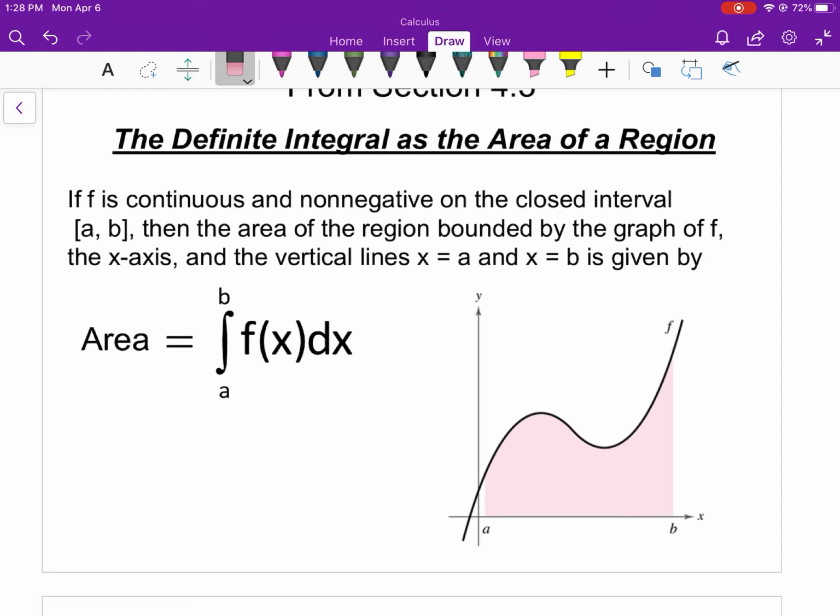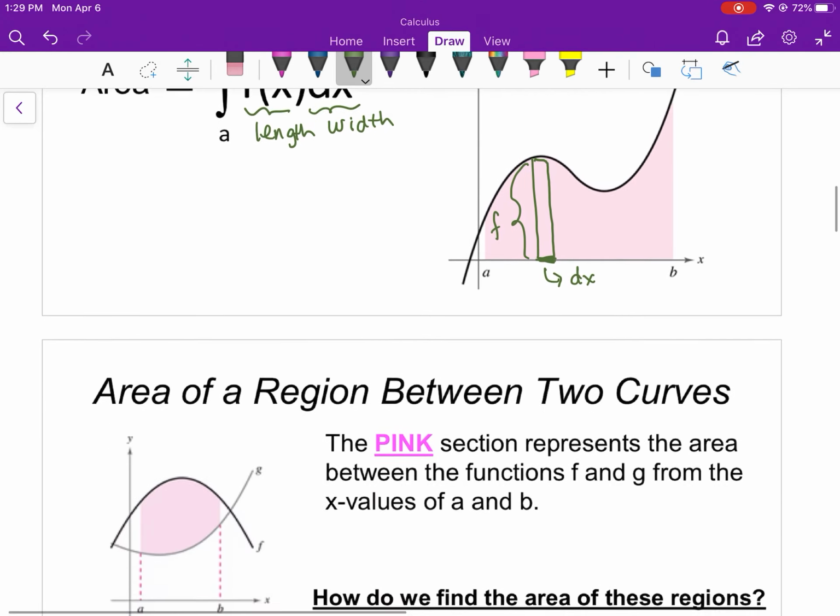All right, so back then when I taught you the Riemann sums, we were doing the area of rectangles and adding them together. So this was like the width of your rectangle, and then f of x represented the length. So if I drew in my rectangle from here to here, that's f of x, and then this right here represented the width, so that was your dx. We'll keep that in mind as we move on to the next slide.